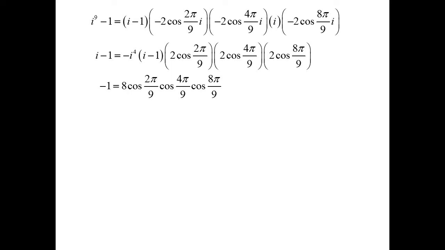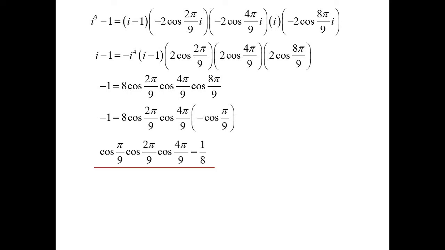We are so close, but we're still not there. They wanted cos pi on 9. We've got cos 8 pi on 9. 8 pi on 9, it's obtuse. It's in the second quadrant. The equivalent acute angle: negative 1 is 8 cos 2 pi on 9, cos 4 pi on 9 times minus cos pi on 9. We have our answer. The product is equal to 1/8.